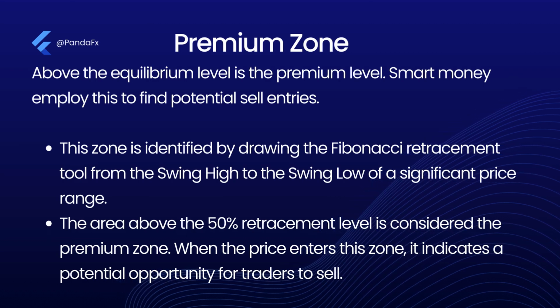You can find this in TradingView or most chart analytic apps. They have the Fibonacci retracement tool, from the swing high to the swing low of a particular price range. The 50% retracement level is the equilibrium level. So the area above this is considered the premium zone. When price enters the zone, it indicates a potential opportunity for traders to sell.